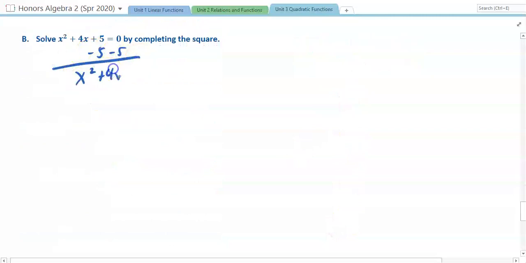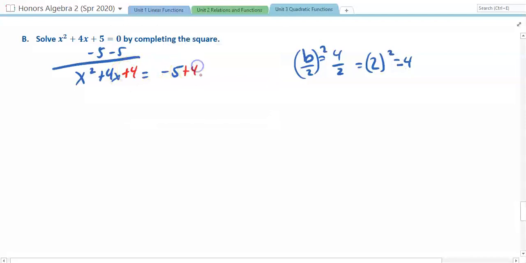x squared plus 4x is equal to negative 5. And so we're going to take our b, which is 4, divide it by 2, which is 2, and square it. So 2 squared is back equal to 4. We've got to love when we deal with 4s because it just comes back to 4. And so we're going to factor this side: x plus 2, and remember the number before you square it, 2 squared, and negative 5 plus 4 is negative 1.